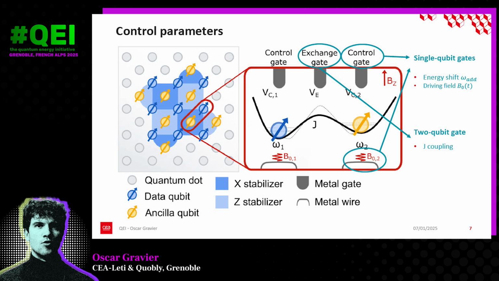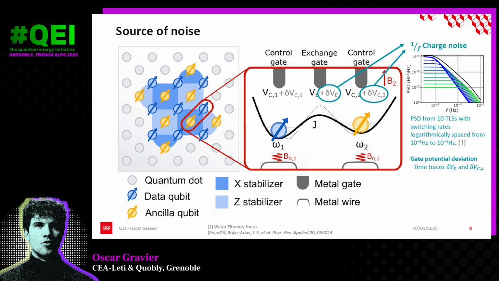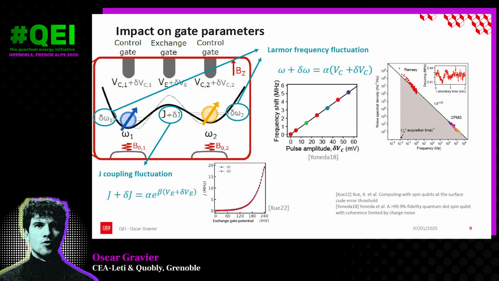As noise, we are considering the fluctuation of the electrostatic environment of qubits due to two-level systems that are switching in the device. Those two-level systems are switching with different frequencies, and so they create a 1/f charge noise, which is well known here in spin qubits and in Grenoble. These fluctuations are going to impact the two manipulation parameters, which are the Larmor frequency and the G-coupling.